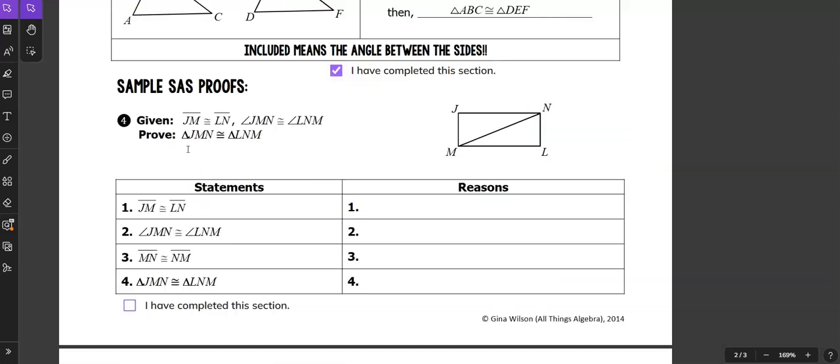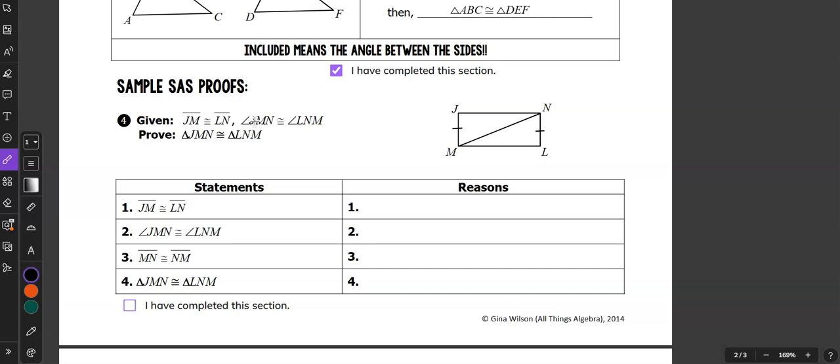All right, now let's go ahead and do a few proofs to see what we can pull off with this. So first off, number 4 here tells us that segment JM and LN are congruent. So that's this one right here and this one right here. Now you might want to eyeball this and say, oh, well, JNLM is a rectangle, so of course all these sides are congruent. It doesn't give us that information. We cannot assume that just by looking at it that this is a rectangle, okay?